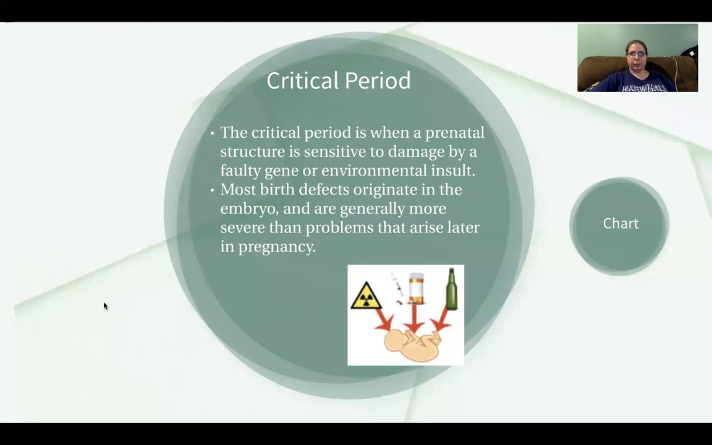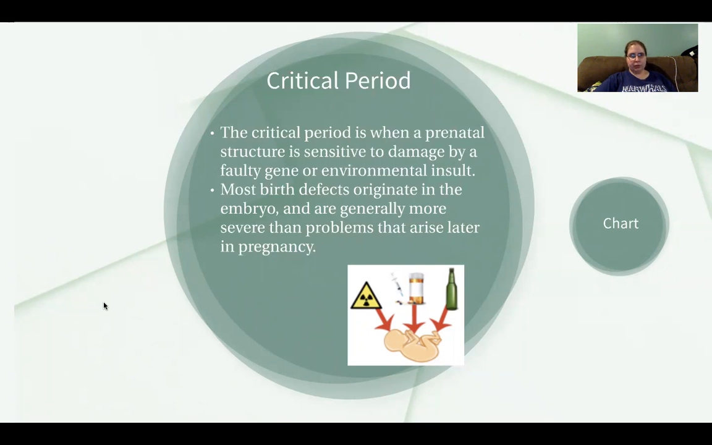All right, so the critical period is when a prenatal structure is sensitive to damage by a faulty gene or an environmental insult. Now, what it means by environmental insult is that something in the environment, some kind of toxin or radiation or deficiency in a diet, something outside of the genetic code has a negative impact on the development of the fetus.